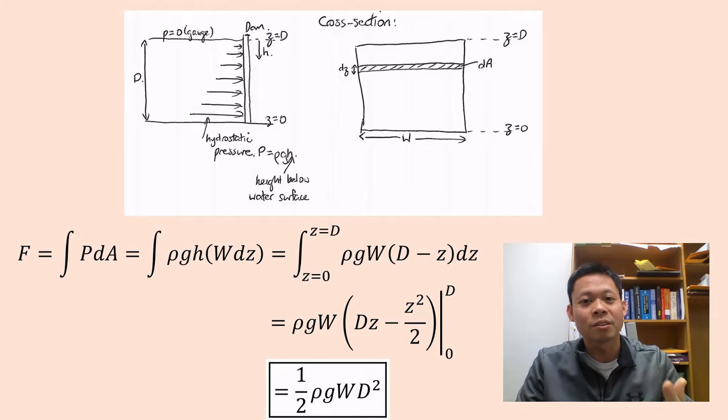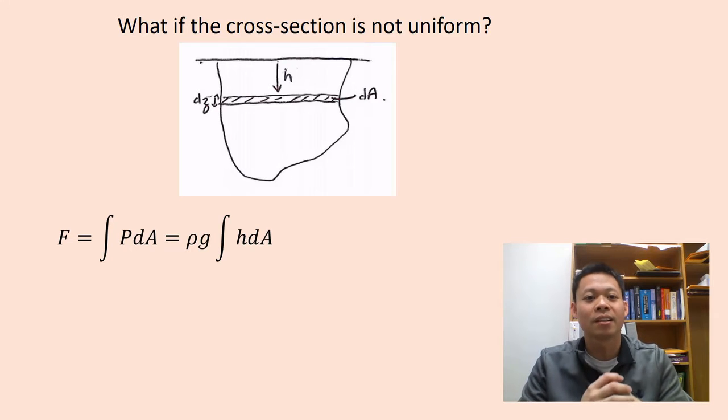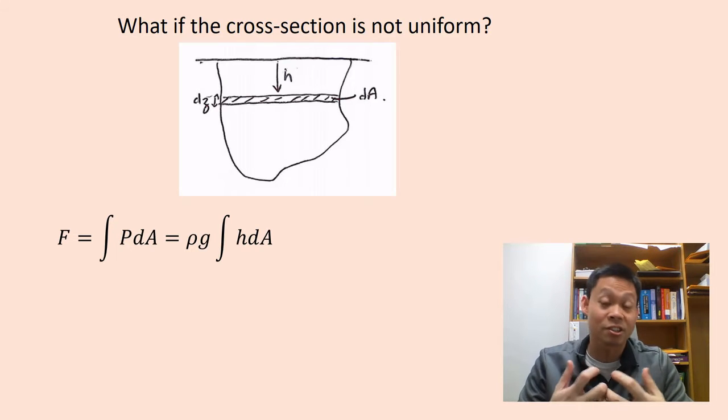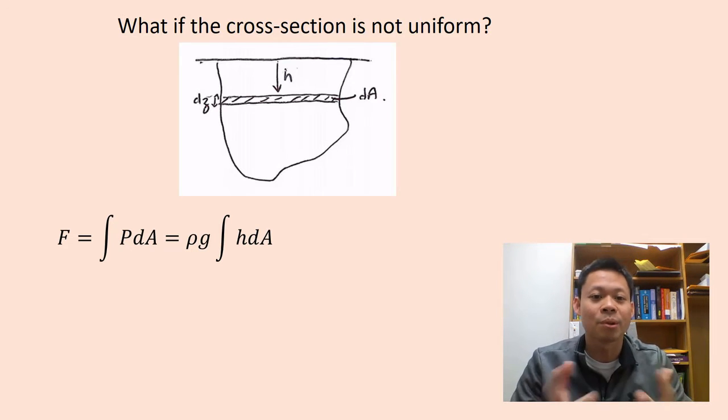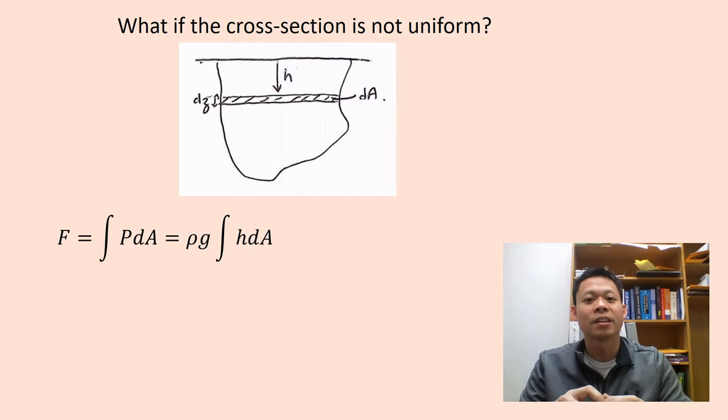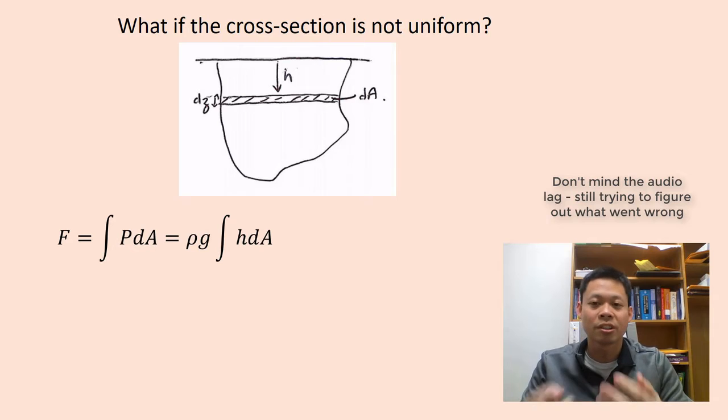So what we have done so far is considered a regular geometry of the cross section. Unfortunately, life is not as beautiful. Things are not as regular as we want them to be. So let's look at the case where the cross section is not uniform. For example, in this case, the force is still the same equation. It's still the integral of pressure dA, and pressure is still this rho g h, this hydrostatic pressure.